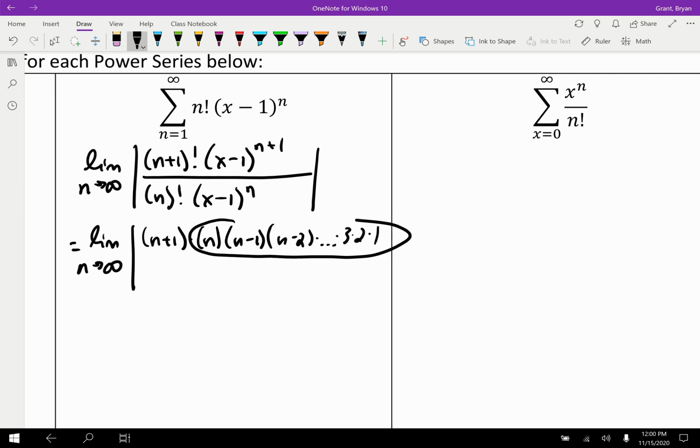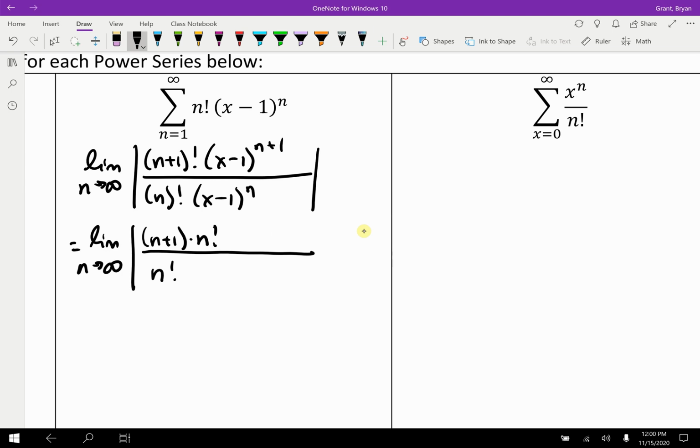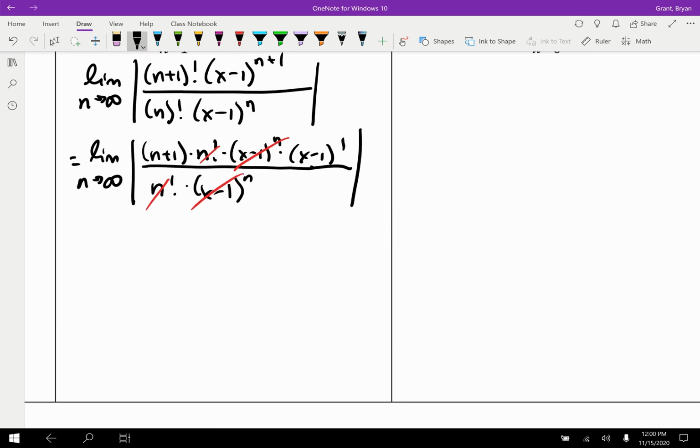But what do you notice about this piece right here? Isn't that just n factorial? Cool, if that's just n factorial, then why don't we just write n plus 1 factorial as n plus 1 times n factorial? Why am I doing that? Well, on the bottom, we already have n factorial. And so I think we have some nice cancellations going on here. Okay, so I guess I should finish up the top section. X minus 1 to the n times x minus 1 to the first. Canceling. Gone, gone. Cool.